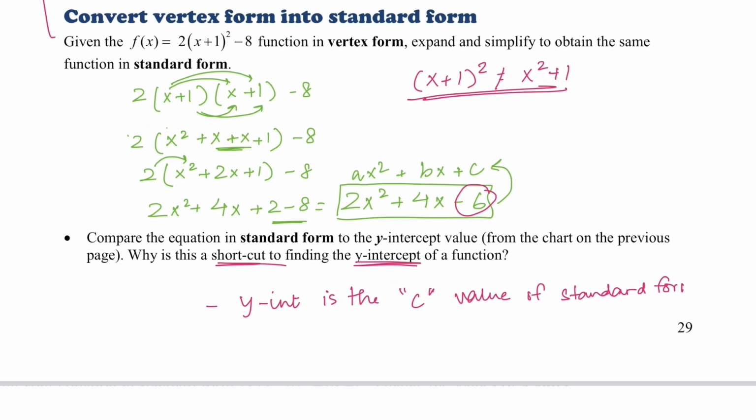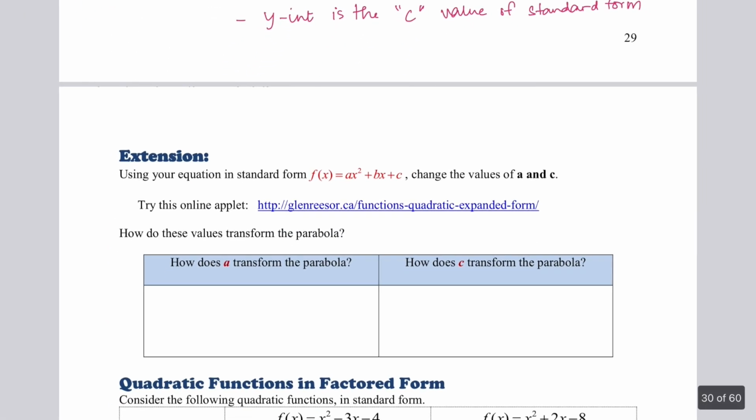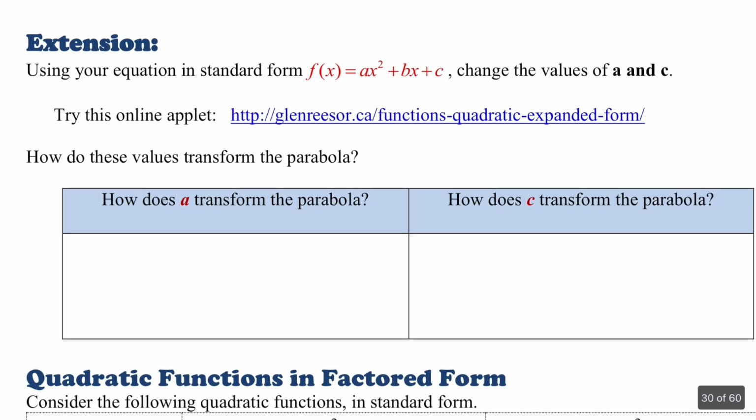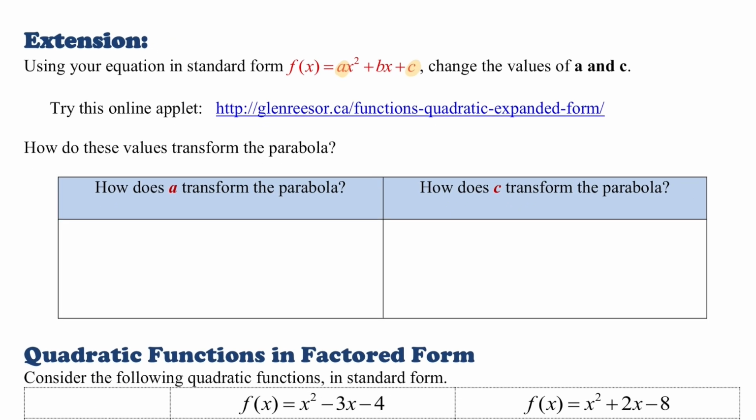Okay, so just remember this, because that will make your life easier and quicker for you to do this. So let's look at our standard form and compare our a and c values. So we know our c value in the parabola is our vertical transformation, and a value is your vertical stretch.